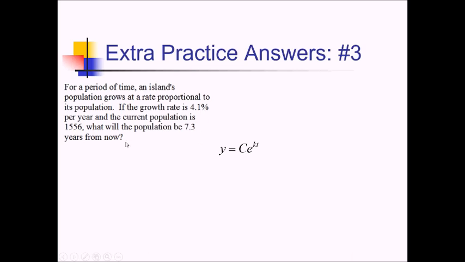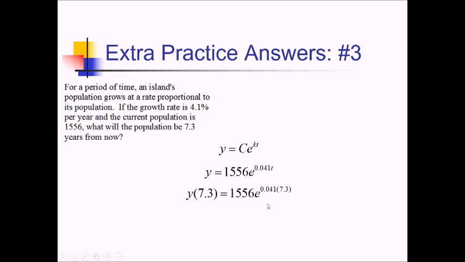So we're essentially solving for y here, the output of this function, and that means that we need things to plug in for C, K, and T. Well, they told us that the K value, the growth rate, was 4.1%. So that's 0.041. And then for the initial value C, that's this 1,556 number. And for time, that's the 7.3 years. So we have 1556 e to the 0.041 times 7.3. And there's the general setup.